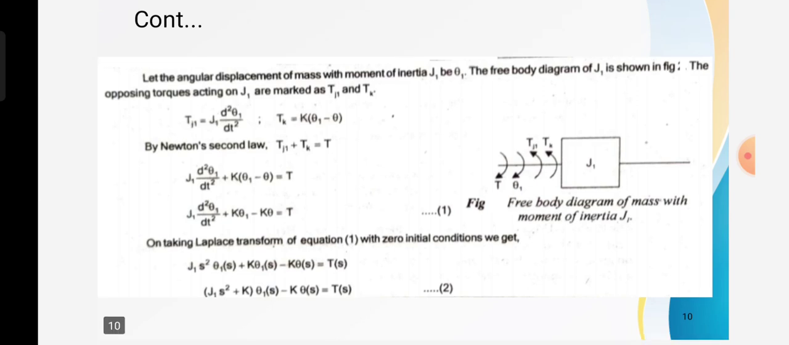By Newton's law, the sum of applied torque is equal to the sum of opposing torque. Here the torque is applied to the mass with moment of inertia J1. So Tj1 plus Tk is equal to T. So J1 d square theta 1 by dt square plus K into theta 1 minus theta is equal to T.